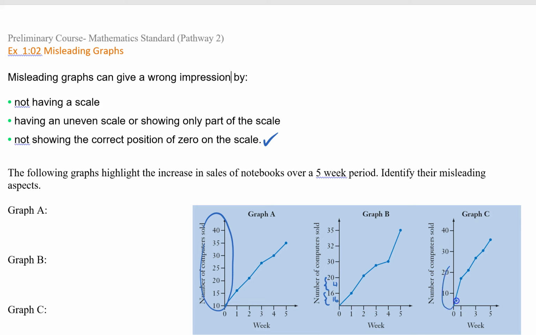This one over here is doing a similar thing in that there is an uneven scale, or only showing part of the scale. Not that any of these examples do this, but some don't have a scale at all. And again, that's very misleading.